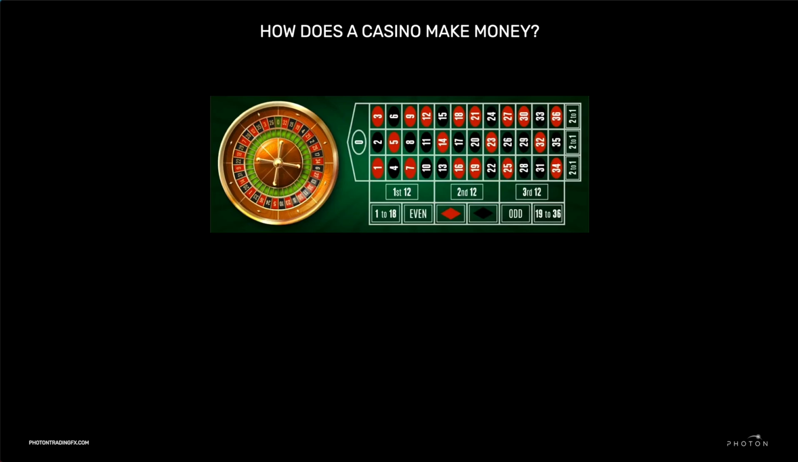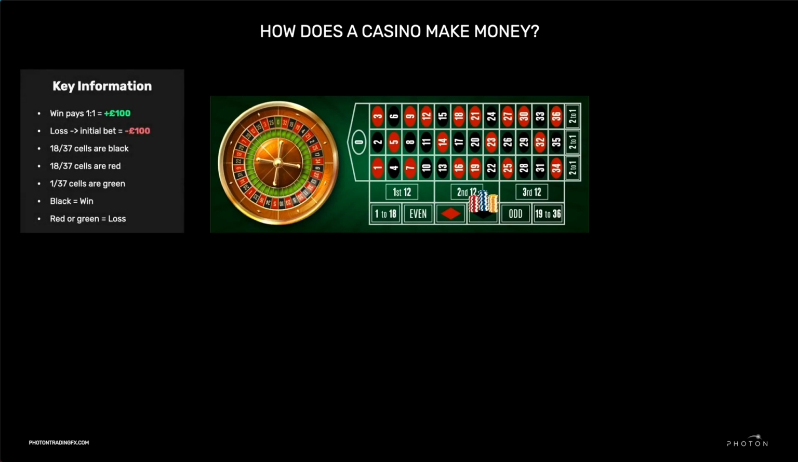So let's use our knowledge of probability to calculate what your profit expectancy is with a £100 bet on black. Now, a few things we will need to know. A win pays 1 to 1. So that just means that we'll make a £100 profit if the ball lands on a black number and we win. Or if we lose, that will just cost our initial bet, which is obviously a £100 loss. So if the ball lands on a red number or the green 0, that will be a £100 loss.